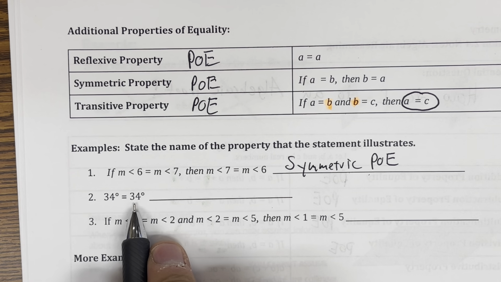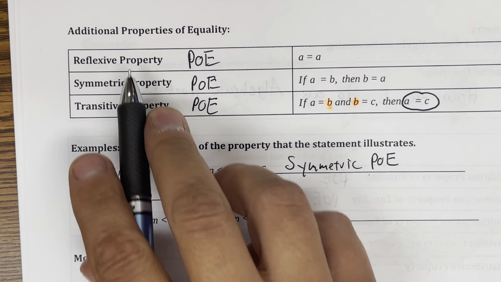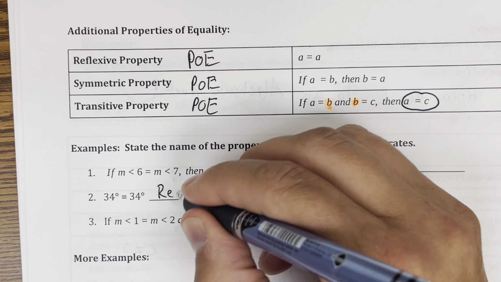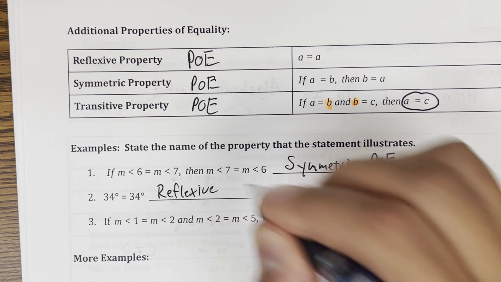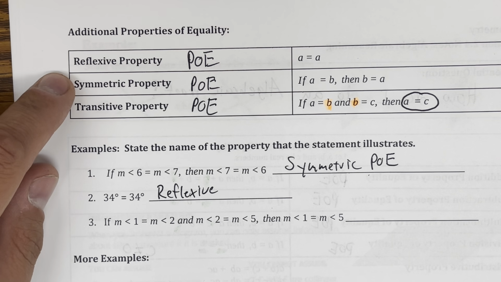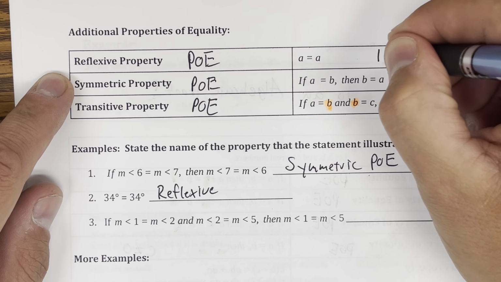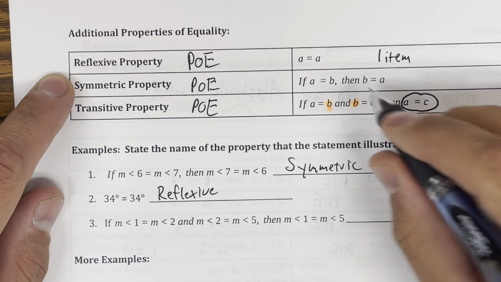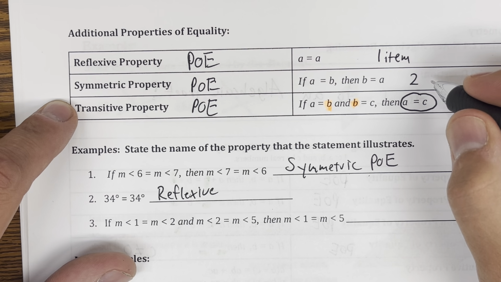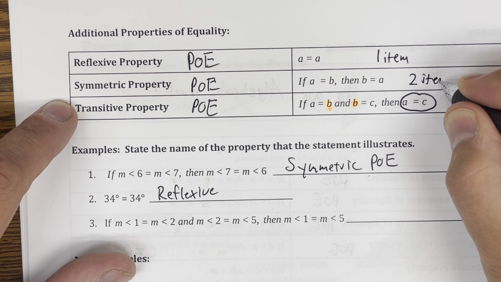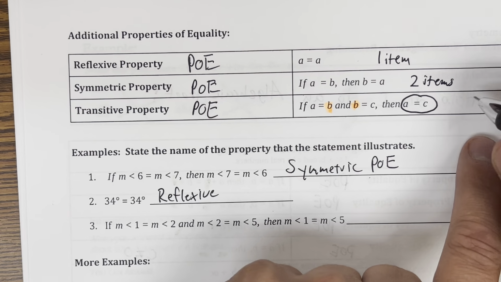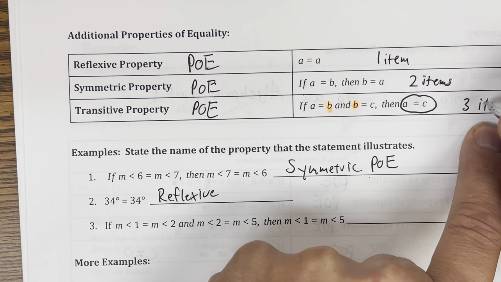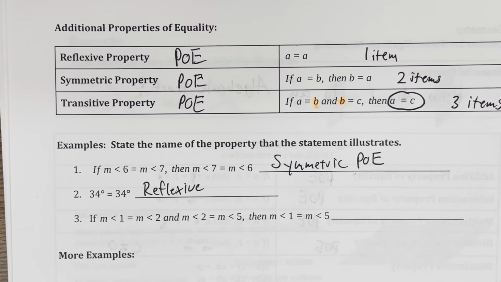Next one says something's equal to itself. Equal to itself, reflexive, one item. That's one way I remember these. The reflexive property, we have one item. Symmetric property, we have two. We switch the order of the two that are equal. And finally, the transitive property has three items that are all equal.